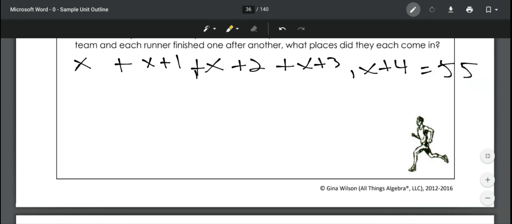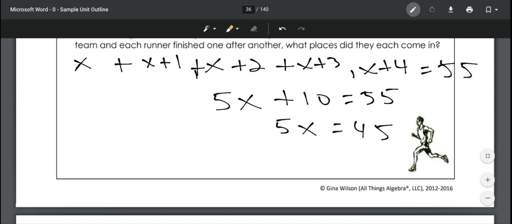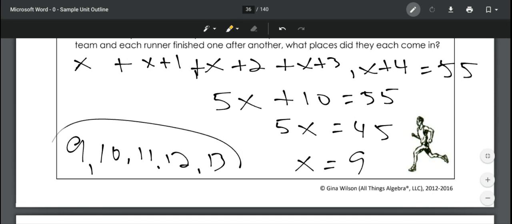So you add all those x's together and you get 5x. Add the numbers together, you get 10. And then you're going to minus 10. And then you're going to divide by 5. So the first place runner on their team was in 9th place. And then since they're all in order, it's 9, 10, 11, 12, and 13. Sounds like a good cross-country team.